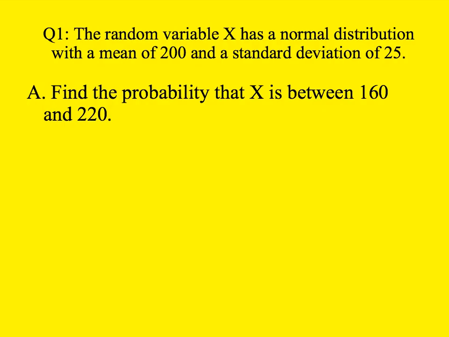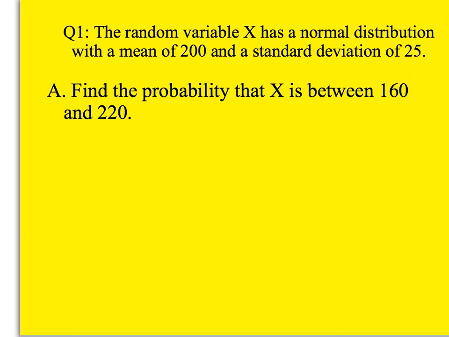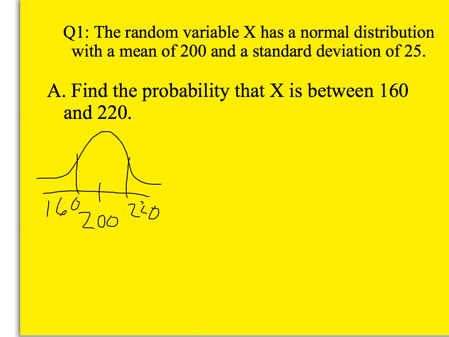Let's begin. Find the probability that x is between 160 and 220 of a normally distributed variable with mean 200, standard deviation 25. First thing I would do is draw your picture, okay? So you want to draw your picture with 200 in the middle, 220 over here, and 160 over here. Okay. Then I wanted to find the probability that x is less than 220.